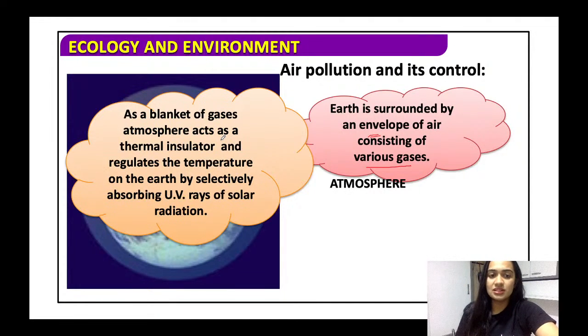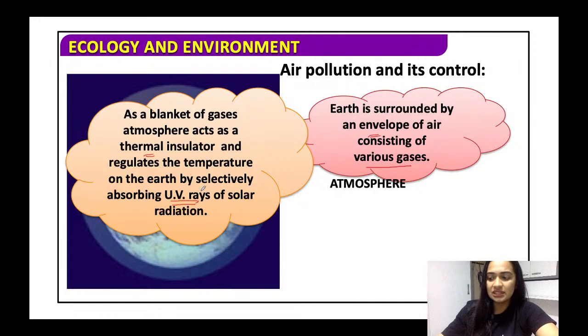So now what is happening is that this atmosphere is basically getting degraded. ठीक है. Ozone layer के बारे में सब आपने सुना ही होगा. So what is happening? Our cold regions or the glaciers and all have started melting. This is again a type of pollution. So, this atmosphere is our thermal insulator and it regulates the temperature of the earth by selectively absorbing UV rays.